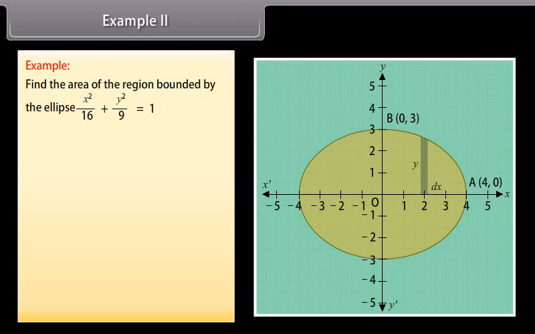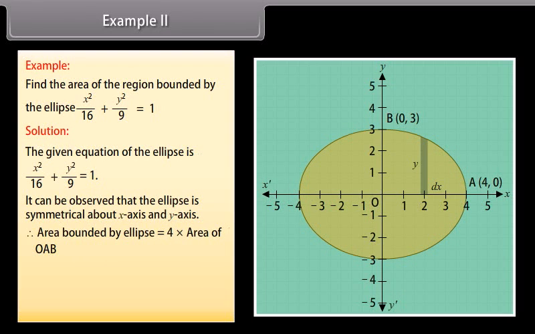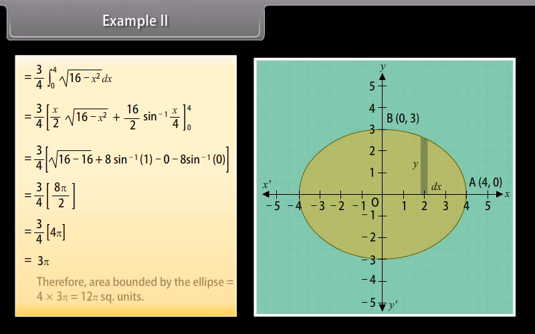Example second. Find the area of the region bound by the ellipse x square upon 16 plus y square upon 9 equals 1. Solution. The given equation of the ellipse is x square upon 16 plus y square upon 9 is equal to 1. It can be observed that the ellipse is symmetrical about x-axis and y-axis. Therefore, area bound by ellipse is equal to 4 into area of OAB. Area of OAB equals integral from 0 to 4 of y with respect to x. By solving it, we get area of OAB equals 3 pi. Therefore, area bound by the ellipse is equal to 4 into 3 pi equals 12 pi square units.